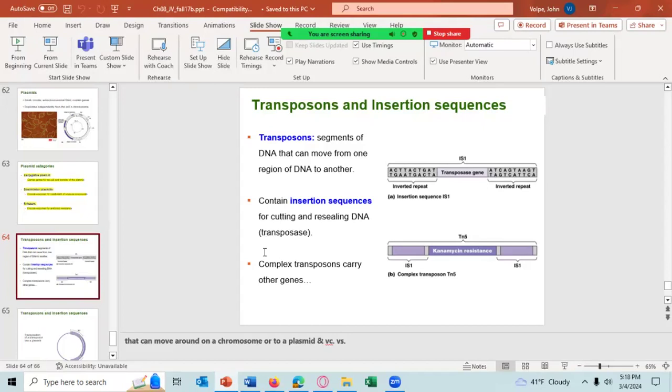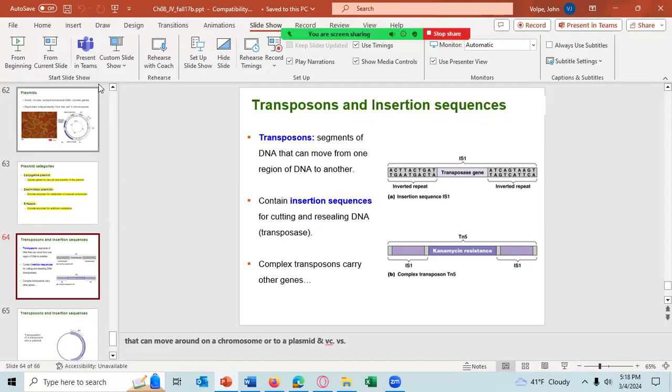Transposons are a region of DNA that moves about from one area of the chromosome to another area of the chromosome. Now, in eukaryote cells, the transposon can move from one chromosome to another chromosome. So a segment of DNA that can move from one region of DNA to another is a transposon.